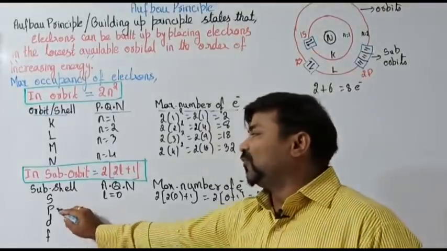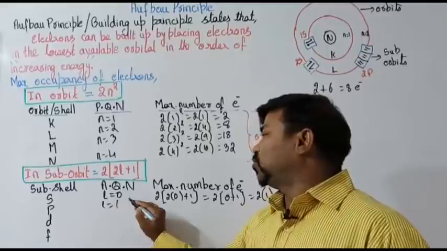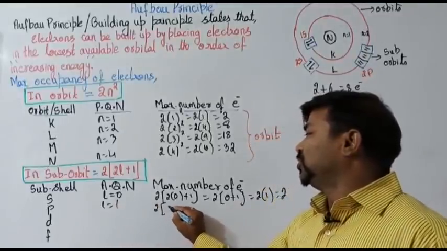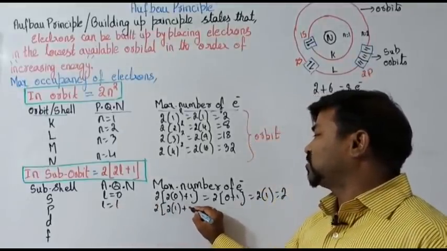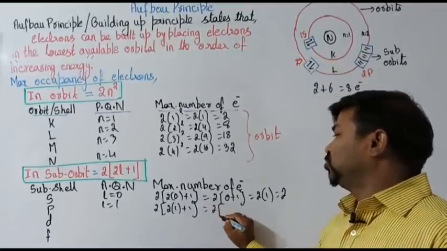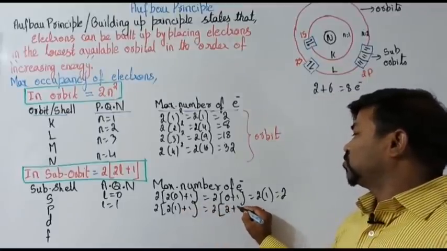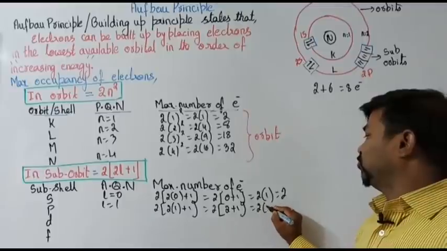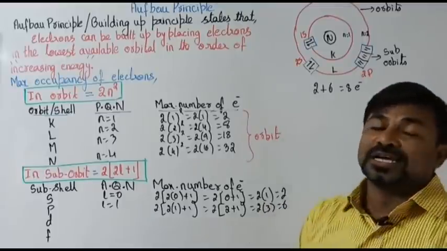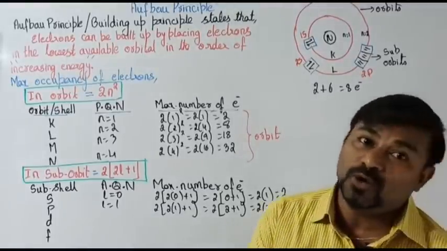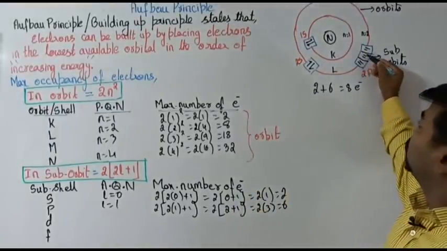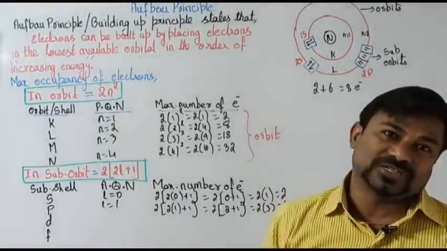In the same way, if you go for p, L is equal to 1. If you plug in, 2 into (2 times 1 plus 1), 2 into 3, which is equal to 6. Therefore, 6 electrons. How? I can explain it for you. 1, 2, 3, 4, 5, 6. Totally 6 electrons can be adjusted.